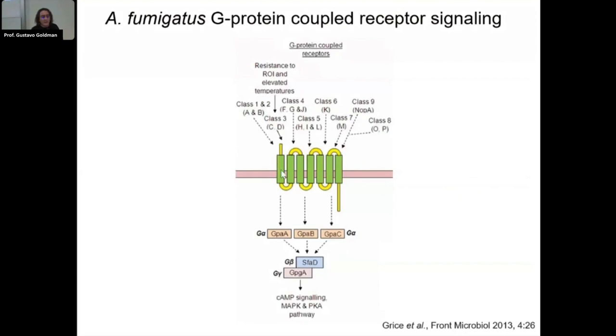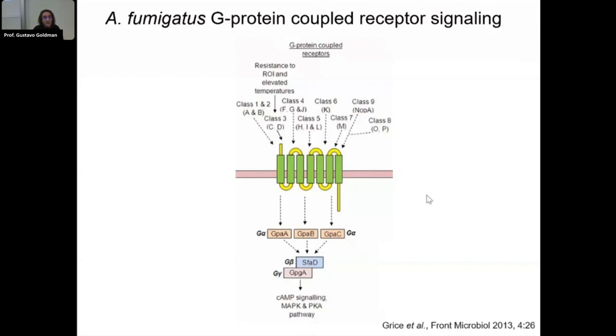They have these 7 transmembrane segments, and then they have intracellular domains that can recognize G alpha proteins. G alpha proteins are associated with G beta and G gamma proteins. Normally when receptors activate the G alpha, there is a phosphorylation and it separates from G gamma and beta, and G alpha is going to activate some targets, and G gamma and beta are going to activate other targets. Normally these targets are related to cyclic AMP signaling, MAP kinase, and the protein kinase A pathway. And Aspergillus fumigatus has 3 G alpha proteins, 1 G beta and 1 G gamma.